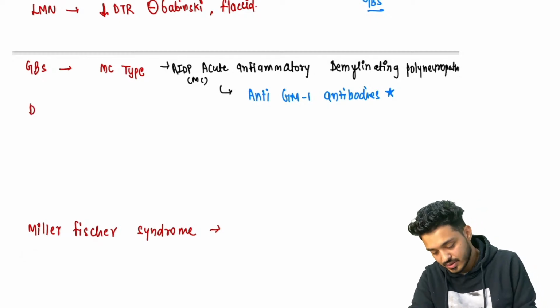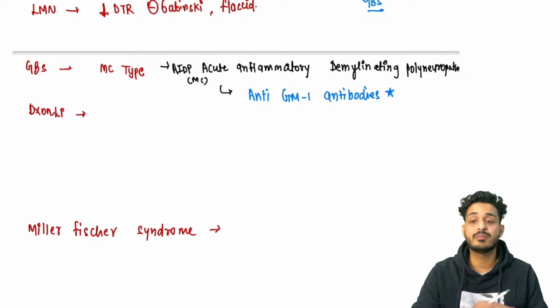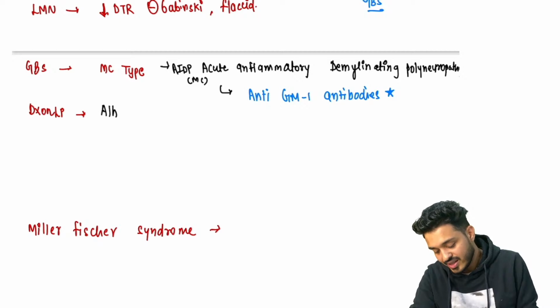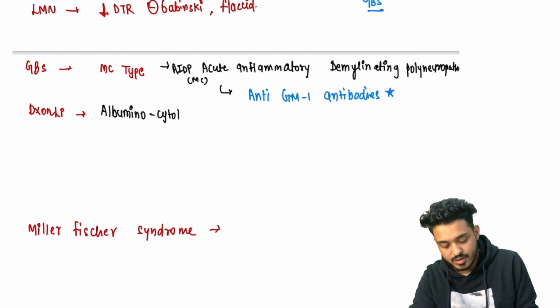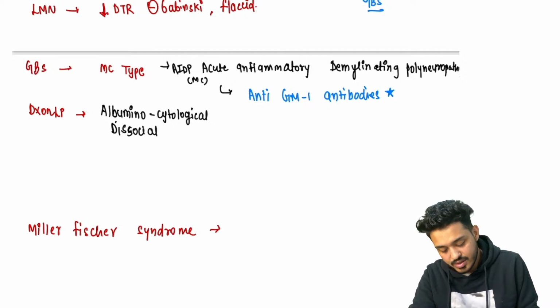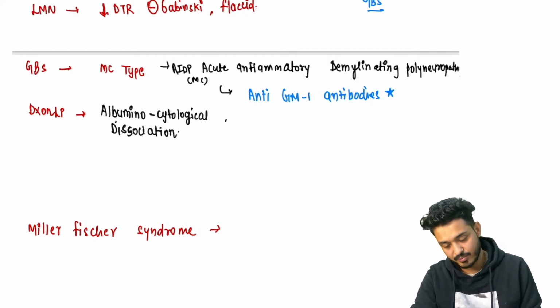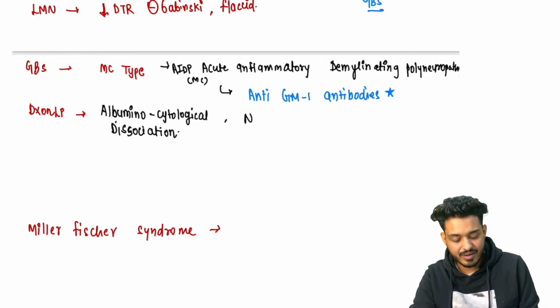For diagnosis, on lumbar puncture, what are we going to do? We are going to take a sample from the lumbar puncture, and now we are going to find what here, very, very important, that is going to be albuminocytological dissociation. If you see this word albuminocytological dissociation, you will think in terms of Guillain-Barré syndrome. Sometimes it will have nerve involvement. The most common nerve involvement will be the facial nerve.